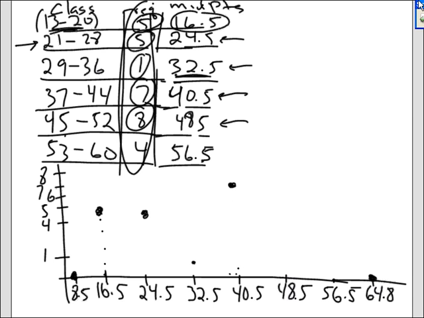At 48.5, you go up 8. And at 56.5, the frequency is 4, so you go up 4. And for the last one, you go up 0. And basically, you connect the dots.